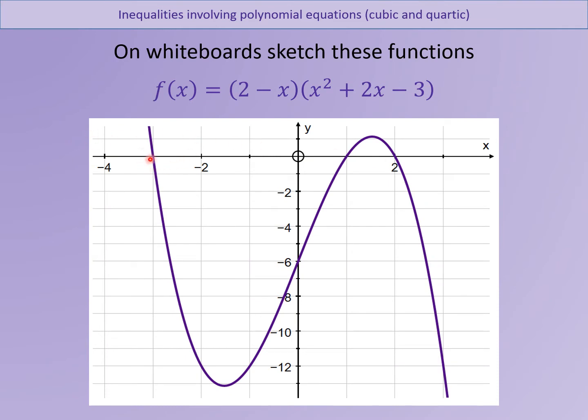We've also got a root at 2, so 2 minus x gives us a root of 2. We then need to solve this other quadratic term here. So if we solve that one, that would give us two roots at 1 and -3. So if this quadratic had not had any roots, for example, if the discriminant had been less than 0, then this graph would only have crossed the x-axis once. But because it's got 3 roots, it's crossing in 3 places.